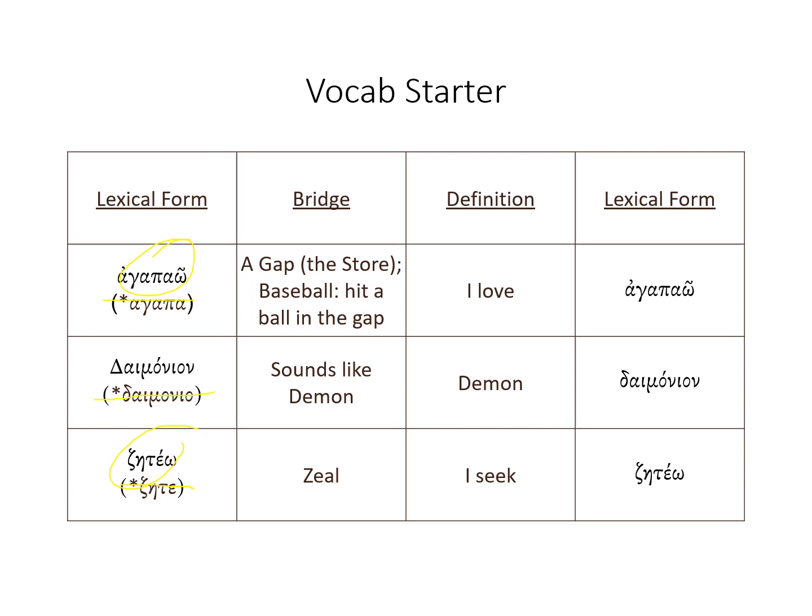Again, keep looking at bridge options, and however you can be creative, it will be helpful. If you like the gap store, I love it. You hit a baseball in the gap. I love to hit a baseball in the gap. It's a base hit. Daimonion sounds like demon easily enough. Zeteo, zeal, you seek after something. Continue to work on vocab, and again, I want to emphasize looking at pages 450 and following as well with your verbs, and you can see the full pattern there.